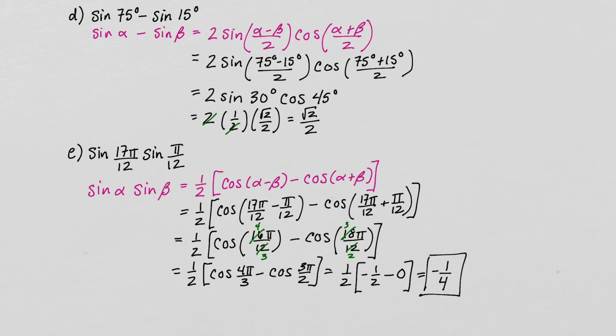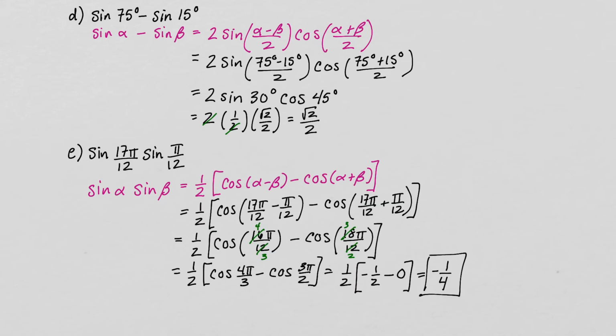Okay, so let's try. What was that? E. Okay, F. So F here, 2 cosine squared of minus 165 degrees minus 1. So again, 165 degrees is not one of the values.